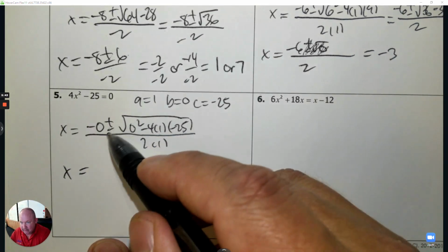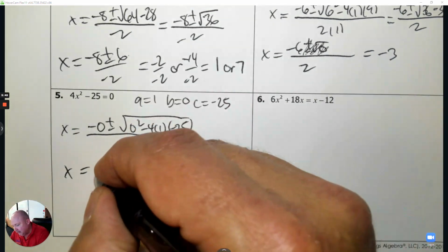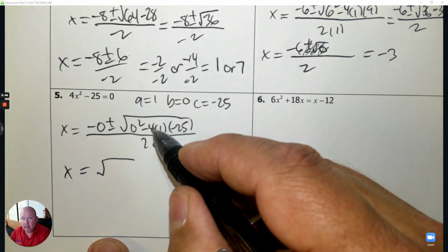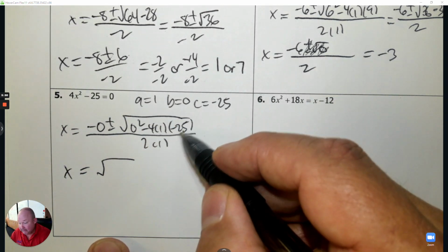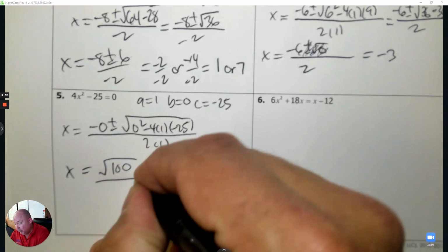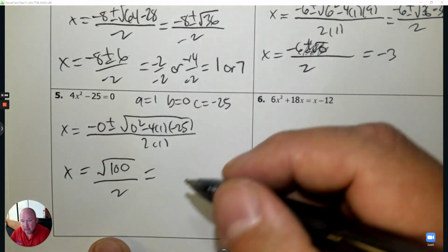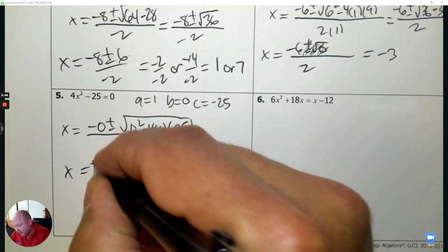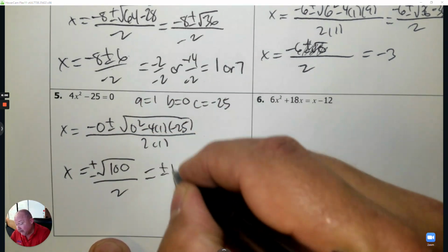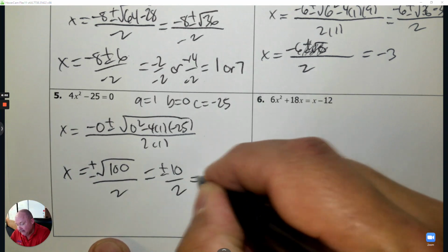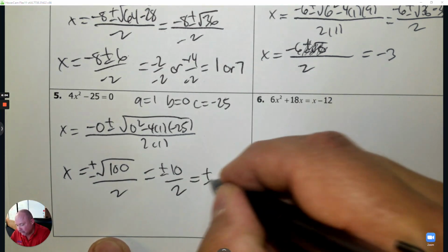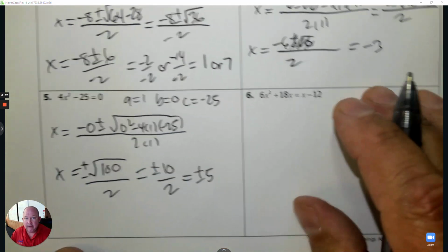0 doesn't add or subtract. And inside we have 0, but we have negative 4 times 1 times negative 25. So a negative times a negative, 4 times that, is 100. 2 times 1 is 2. So the square root of, and this could be positive or negative, the square root of 100 is 10, and then 10 divided by 2 gives me the answer, positive or negative 5.